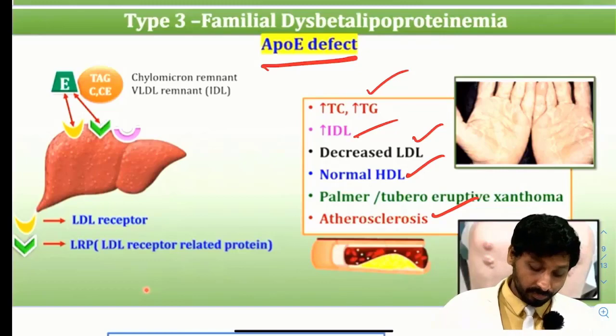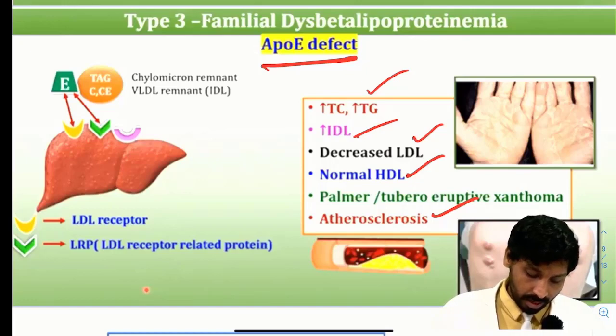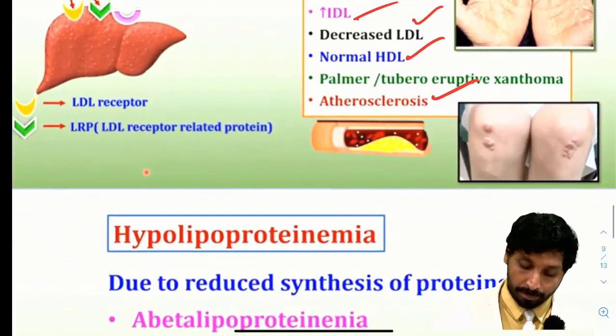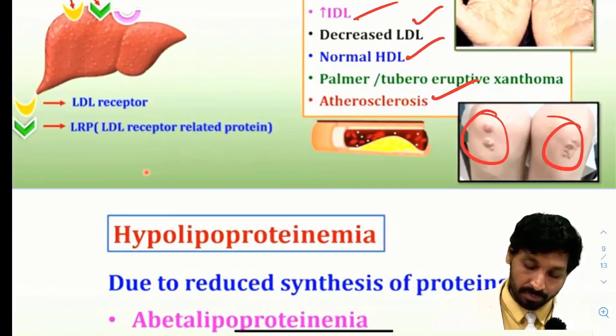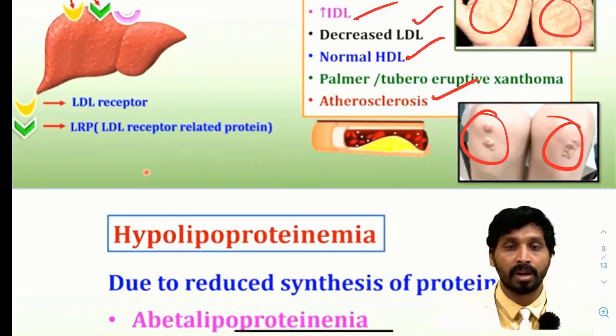So here the green one is the ApoE receptor. The yellow one is the LDL receptor, and you can also make out the LDL receptor related protein here. In the pictures you can see the eruptive xanthomas, and palmar xanthomas on the hands, palms.